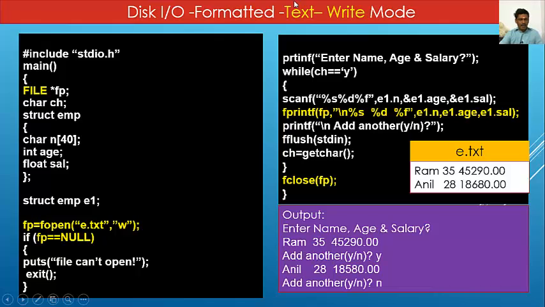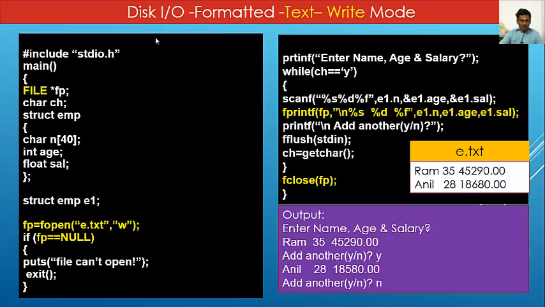It may be unformatted text or unformatted binary. The functions are common for both text and binary in unformatted mode. So getc, putc, fgetc, fputc, fgets, fputs. These four functions are common for text and binary in unformatted.